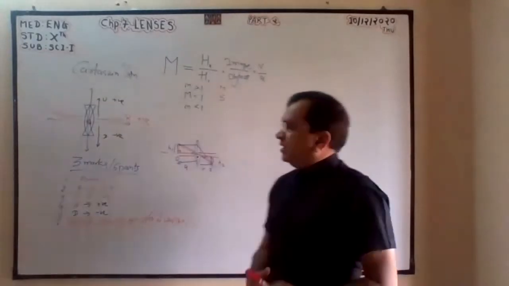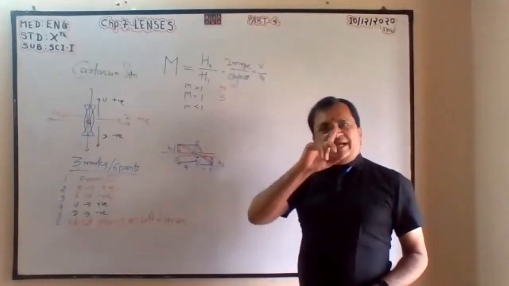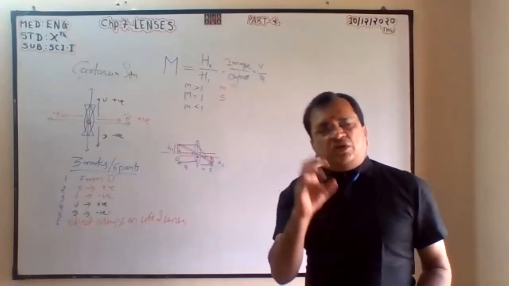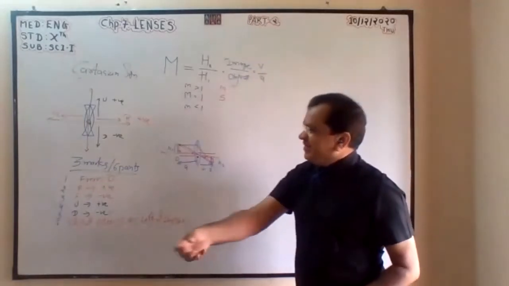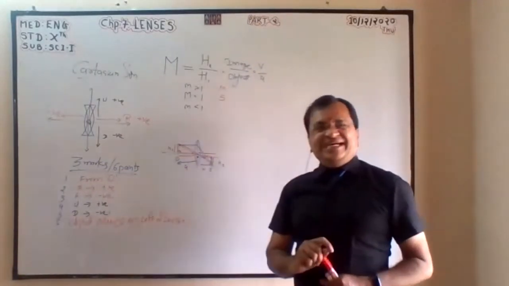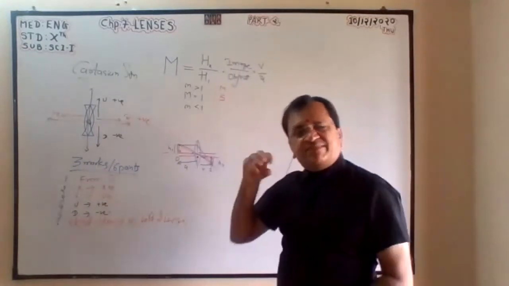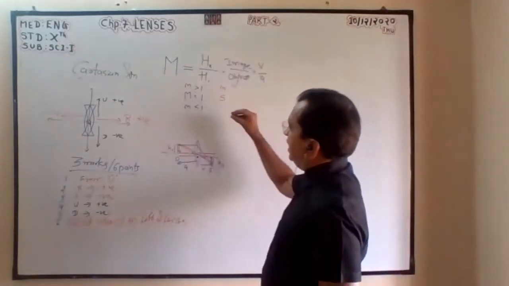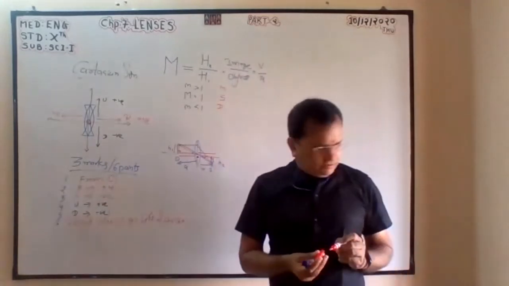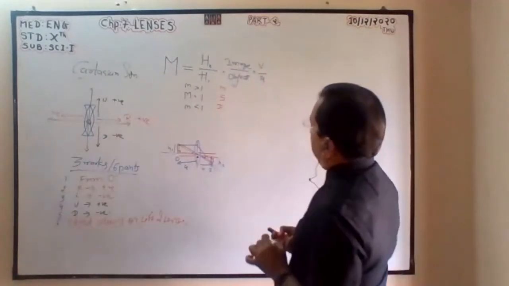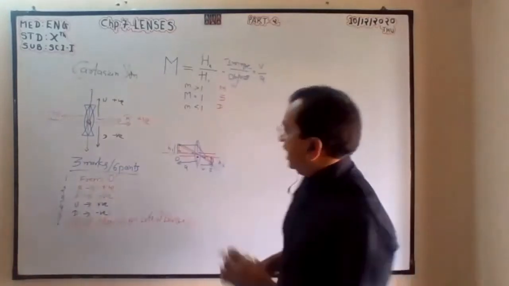No problem. So if both are equal, you will get the answer 1. So image and object are exactly equal. Sorry. So when the answer is more than 1, it is magnifying. When the answer is less than 1, it is diminished. Correct. Only numerical calculation. Now sign.